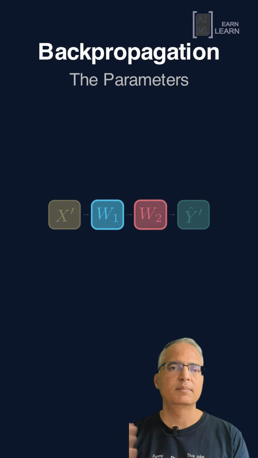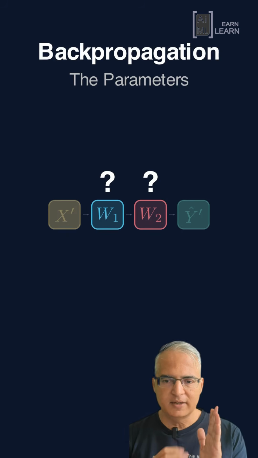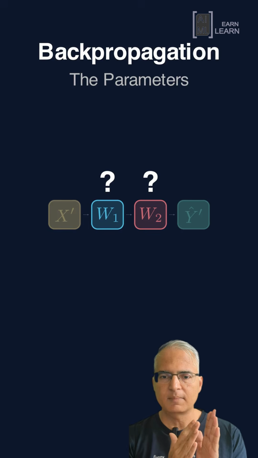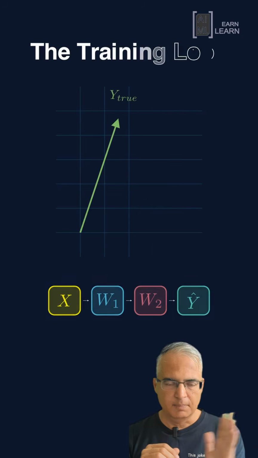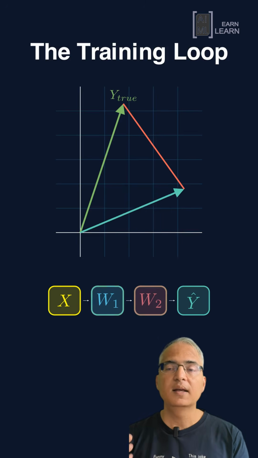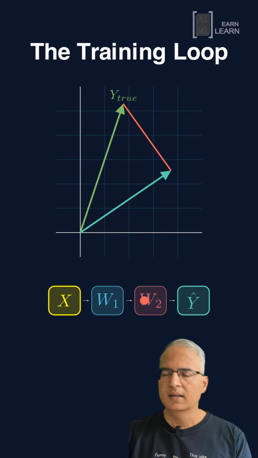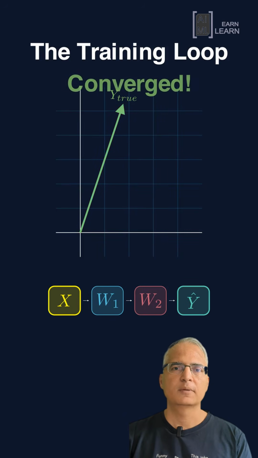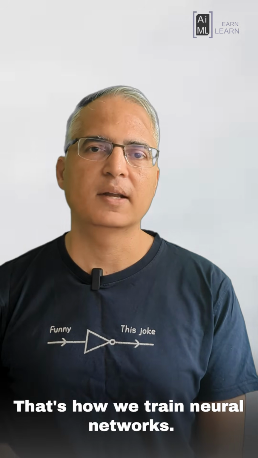And we keep doing this repeatedly. So we apply an input, evaluate the output, figure out the error, propagate that error backwards, adjust all the weights. Apply the next input, repeat. Till we reach a point where the output is close enough to the expected output. That's how we train neural networks.